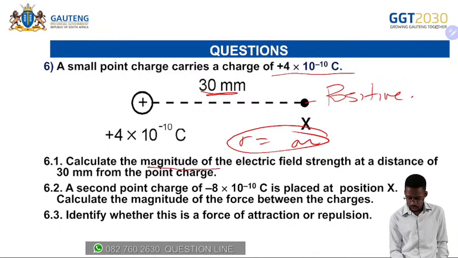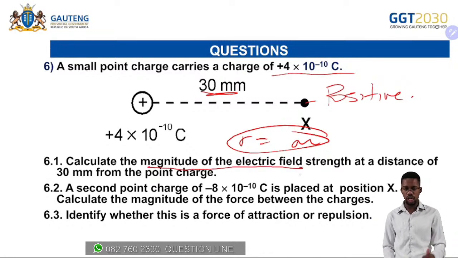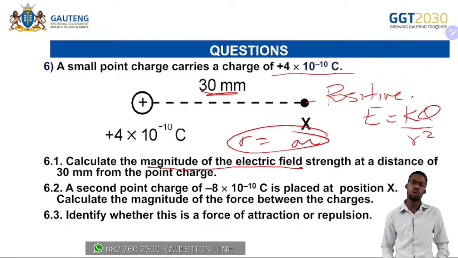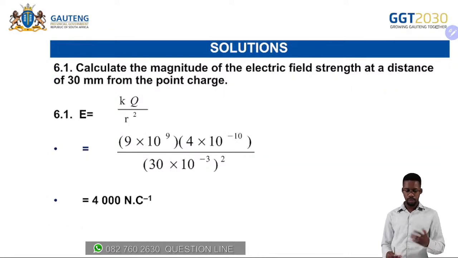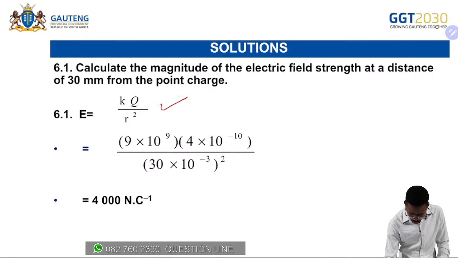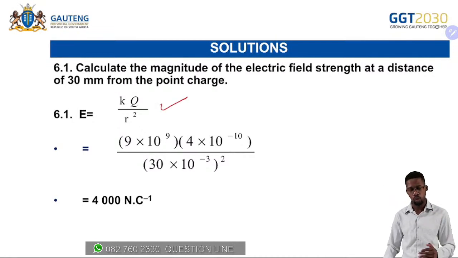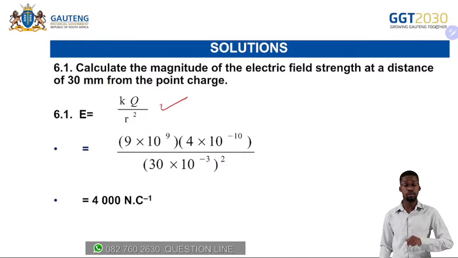Calculate the magnitude of the electric field strength. We only have the charge and the distance, so that informs the type of equation we are going to use: E equals KQ divided by R squared. You get 1 mark for this equation, provided that you substitute.